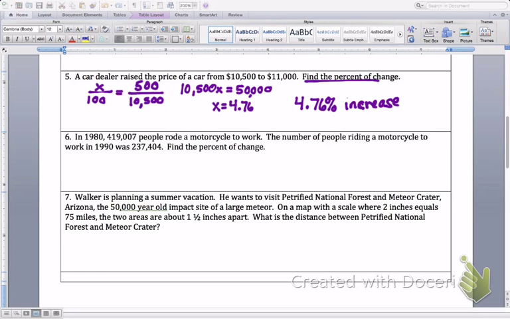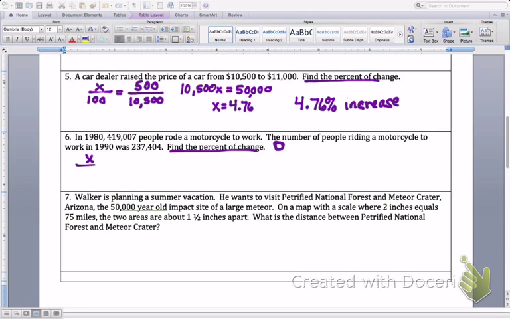Right, next, in 1980, 419,007 people rode a motorcycle to work. The number of people riding a motorcycle to work in 1990, so 10 years later, was 237,404. So right away, I can say that this is a decrease, because it went from 419,000 to 237,000. That's a huge decrease. So again, we're finding the percent of change.